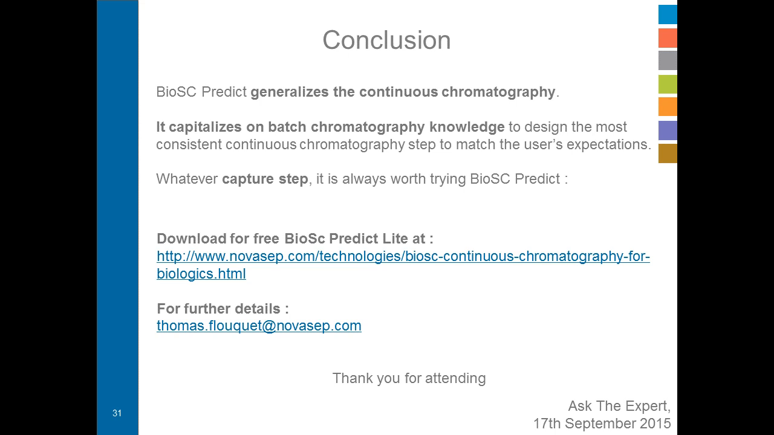And is Biosc Predict able to design a process with 2 continuous steps? Yes, it can, because you can run 2 simulations. One for your first step, another one for your second step. And with the industrial scale prediction, you can size both systems so that both continuous systems can be designed with Biosc Predict. Am I clear? Yes, that's clear.